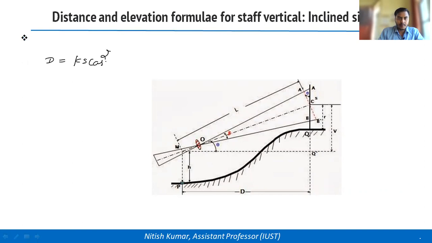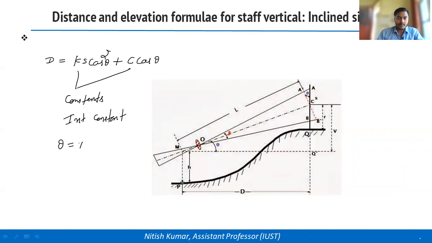D is equal to K S cos square theta plus C cos theta, where K and C are constants, or we can also say instrument constants. Theta is the inclination with the horizontal, and D is the horizontal distance between, in the figure, P to Q.